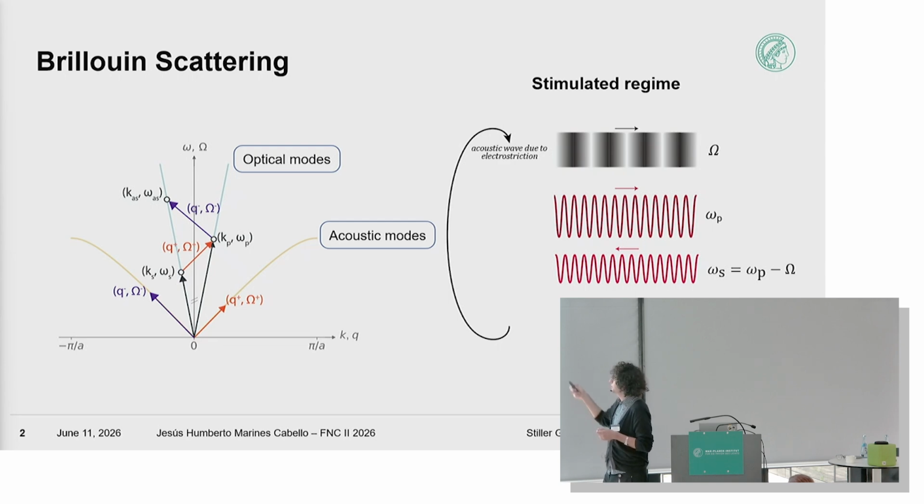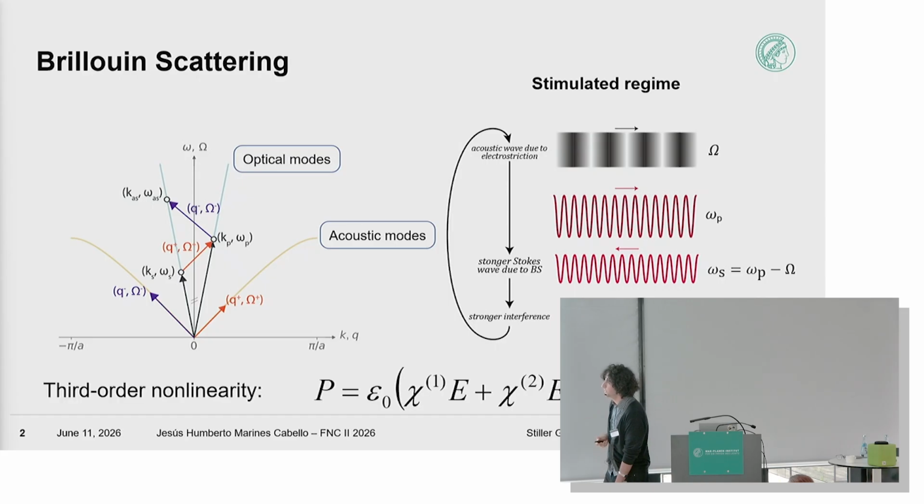Then the pump can scatter off from this acoustic wave, and the scattered light will fall again into this Stokes frequency. So you have the two optical waves reinforcing the acoustic wave, and then the pump and the acoustic wave reinforcing the Stokes. This closes the loop, and this makes this process very efficient. It can also be treated as a third-order nonlinear optical effect.